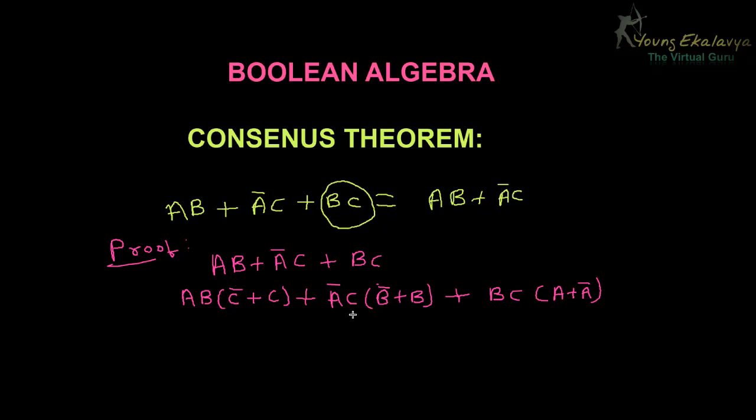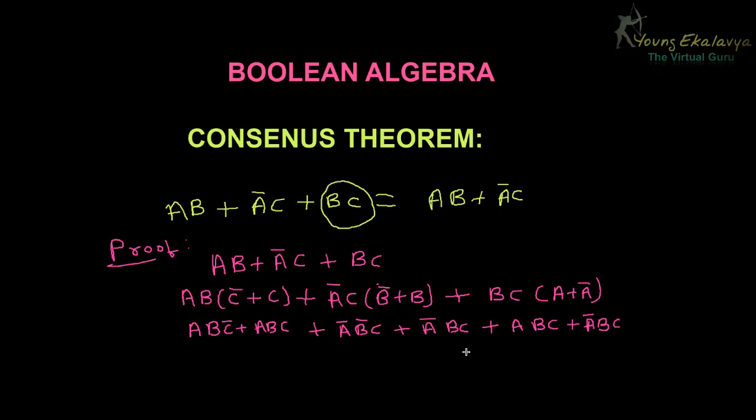And now the next step, expand this. That is what we get? We get ABC bar plus ABC plus A bar B bar C plus A bar BC plus ABC plus A bar BC.